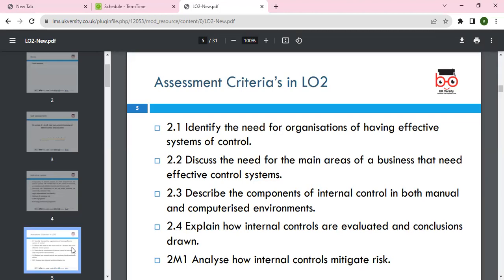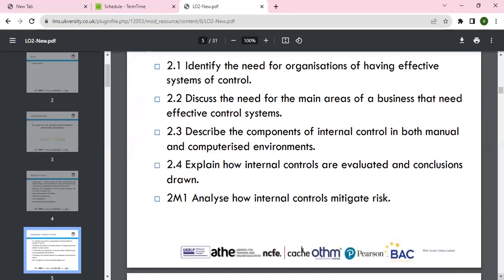I'll share it with you. Okay, describe the components of internal control, both manual and computerized. Manually, of course, we used to do things on paper, but we are moving towards a more computerized environment where we need control of systems, such as changing passwords. Internal controls are evaluated and conclusions drawn. And if you want to work towards the merit criteria, analyze how internal control mitigates risk.